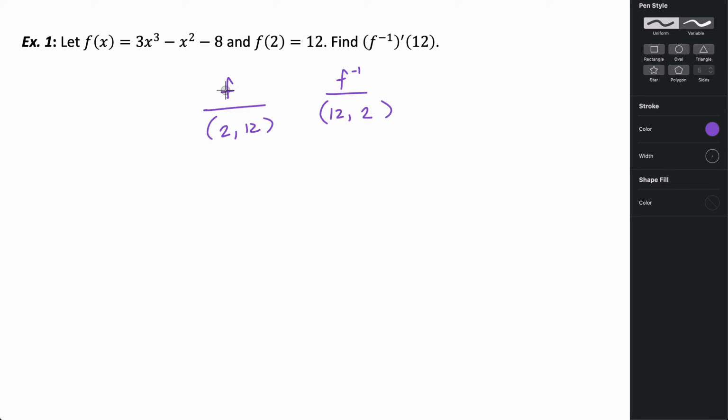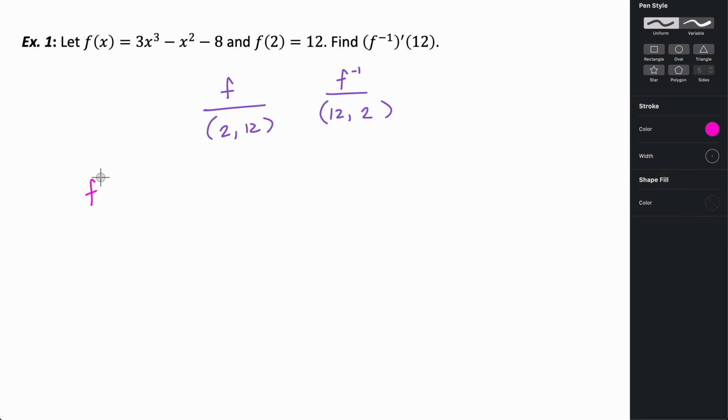So when f has the point 2, 12, the inverse will be the point 12, 2. And we know that the slope of our tangent line at the point 2, 12 will be the reciprocal of the slope of our tangent line at 12, 2. So what we need to do is find the derivative at 2 for f, and the derivative of the inverse at 12 will be its reciprocal. So that's basically saying what we have here.